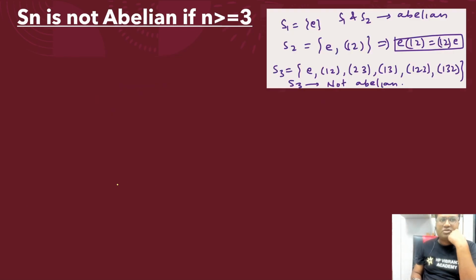Now the next topic is: Sn is not abelian if n is greater than or equal to 3. So what is an abelian group?